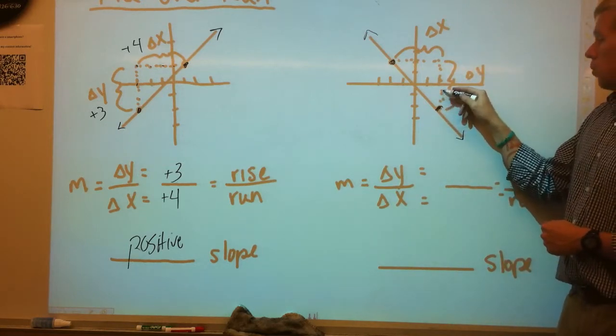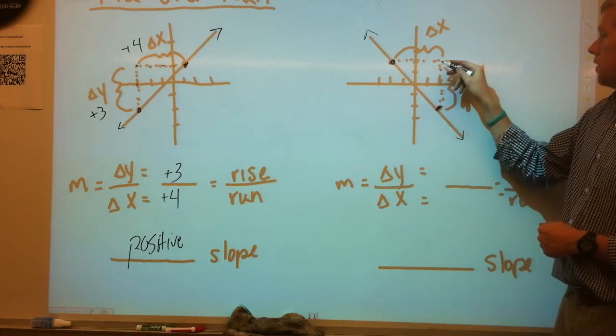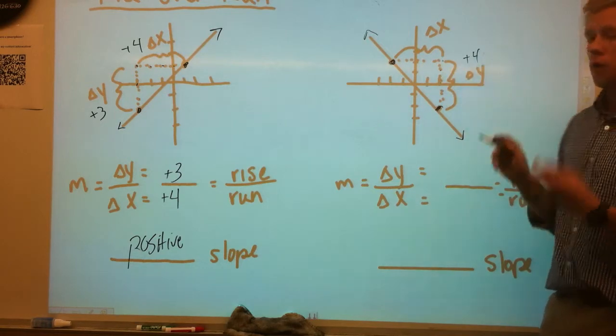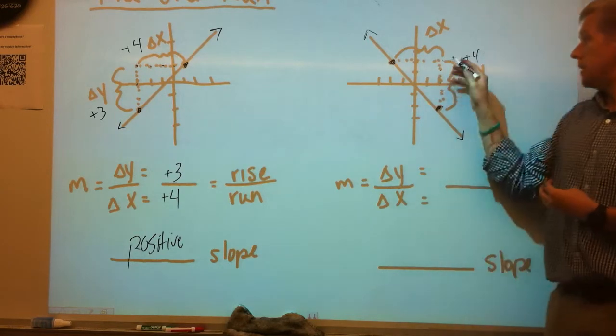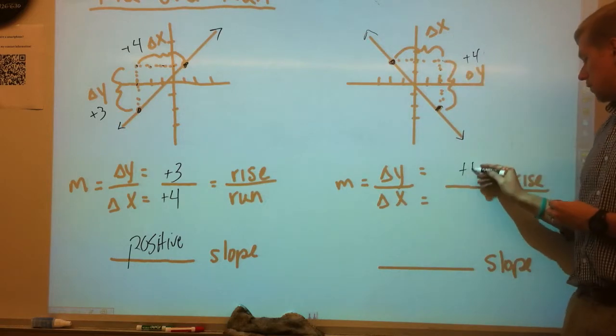My change in y, I start from this point, I'm going to go up. I go up 1, 2, 3, 4. So I went up 4 that time. And then from that same spot where I stopped at, I'm going to put a +4.